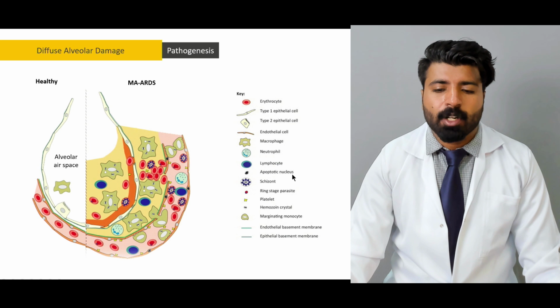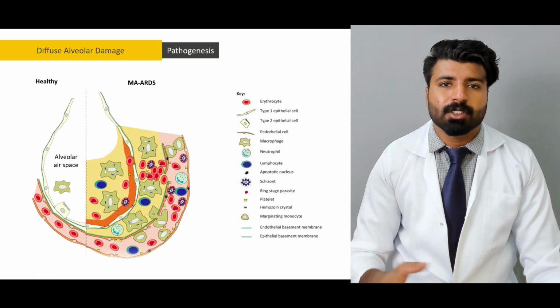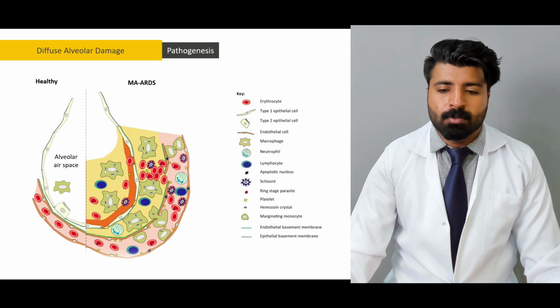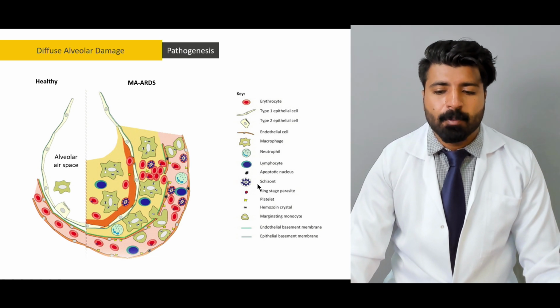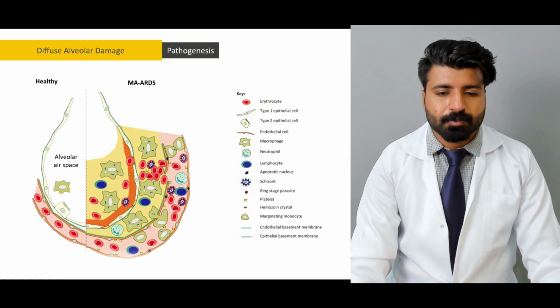Next one, we have apoptotic nucleus because somehow through apoptosis or necrosis, immunity is going to take care of it. So apoptotic nucleus is here. Schizonts come in, ring stage parasites come in, platelets come in, and then hemozoin crystals and marginating monocytes, all of them just rush in this condition.